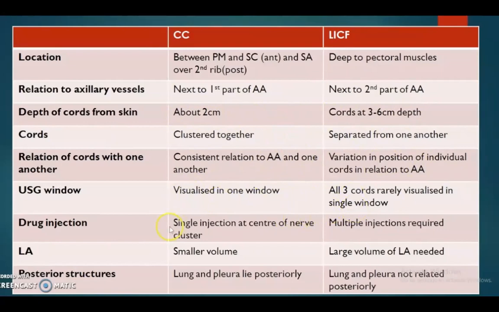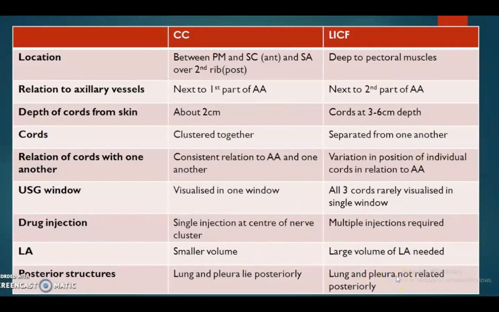The drug injection is at the center of the nerve cluster in the costoclavicular space, whereas multiple injections are required for an effective block in lateral intraclavicular. So the volume of local anesthesia that we can use is also lower, whereas the lateral approach needs a larger volume. Posteriorly, the lung and the pleura lie posteriorly in the costoclavicular space, so we have to be wary of causing pneumothorax. Whereas in the lateral intraclavicular space, it's relatively safer, where the lung and the pleura are not related posteriorly.